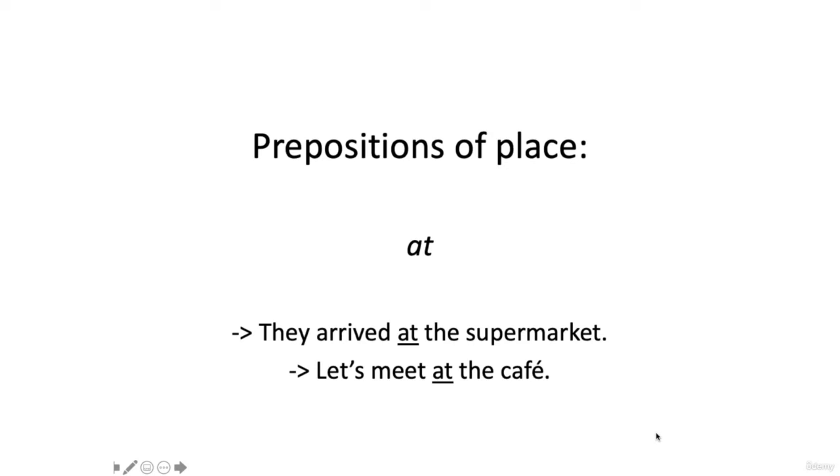We use the preposition at for smaller spaces and points on a journey or destinations. For example, they arrived at the supermarket. Let's meet at the cafe.